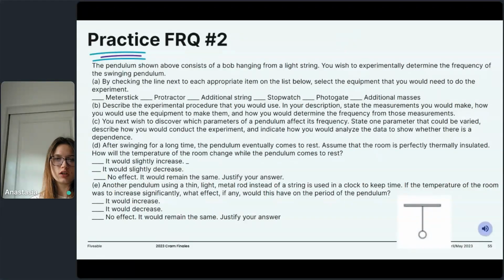This question does imply select the equipment that you would need to do the experiment. So you can do multiple, it does not say just choose one, but for the sake of time, we're just going to be looking over one equipment today, which is the stopwatch. But yes, you can choose multiple because it does imply it. All right, now can we move on to the next slide?